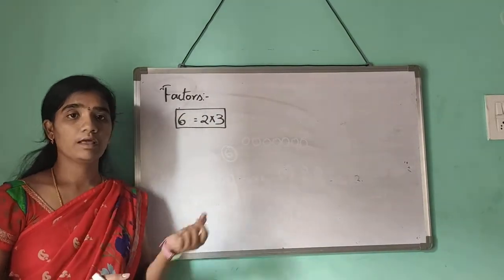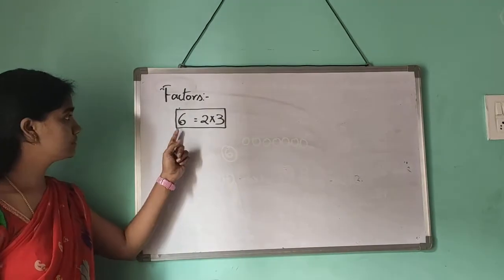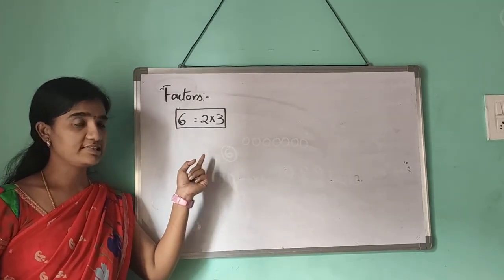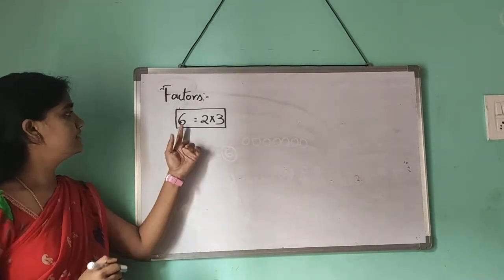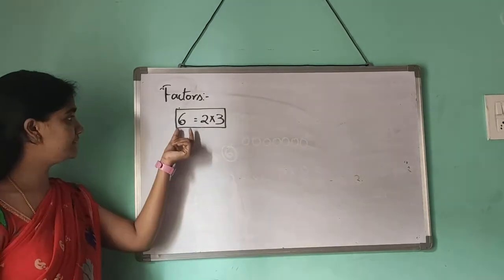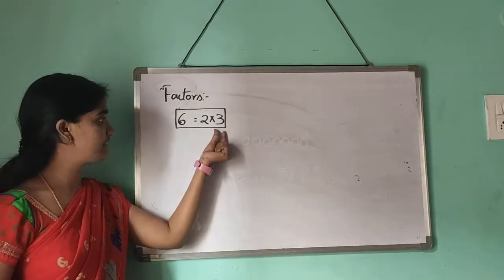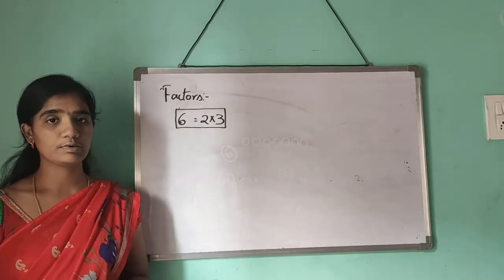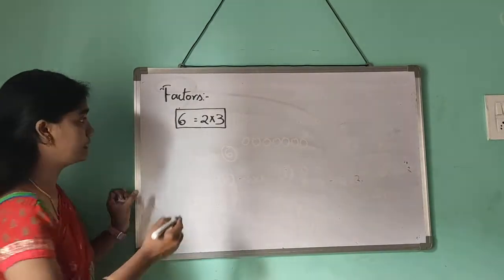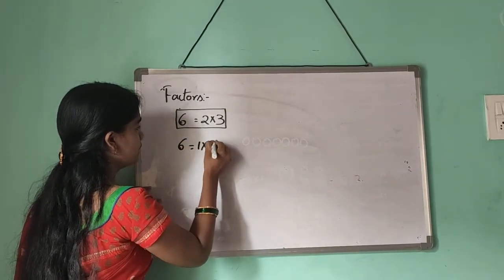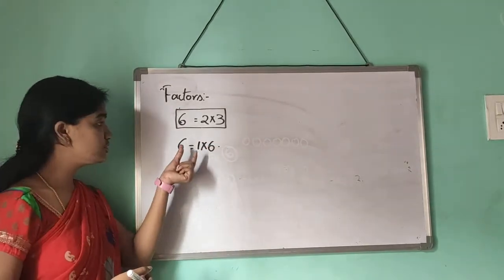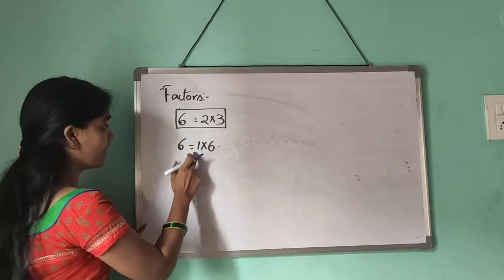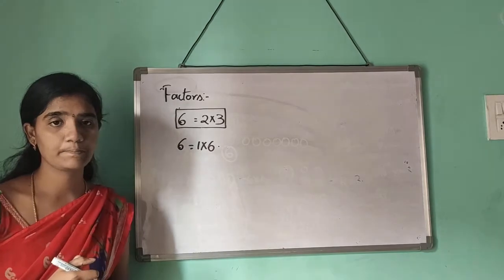In the same way, 6 equals 2 into 3. 2 is a factor of 6, 3 is a factor of 6. In the same way, 6 is also expressed in a different way. That means 6 is equal to 1 into 6. These two are also factors of 6. 1 is a factor of 6, 6 is a factor of 6.